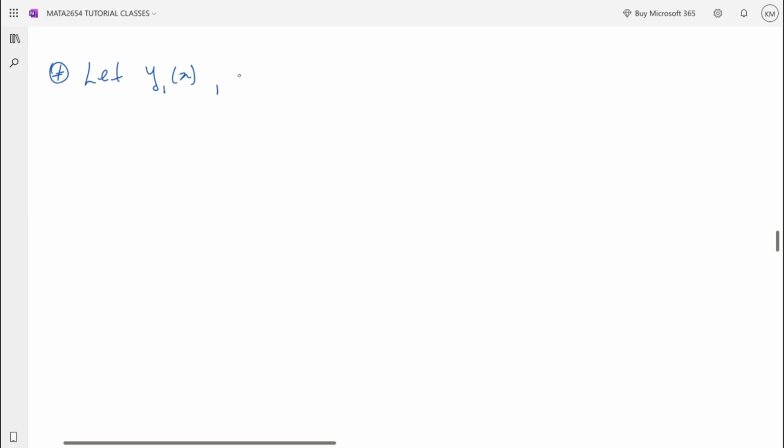So let's say y1, y2 of x up to yn of x are solutions to a homogeneous differential equation. I'm just going to denote it as HDE. I don't want to waste time writing it over and over again. So here is the first thing that you have to know. I'm still on linear dependence and linear independence.